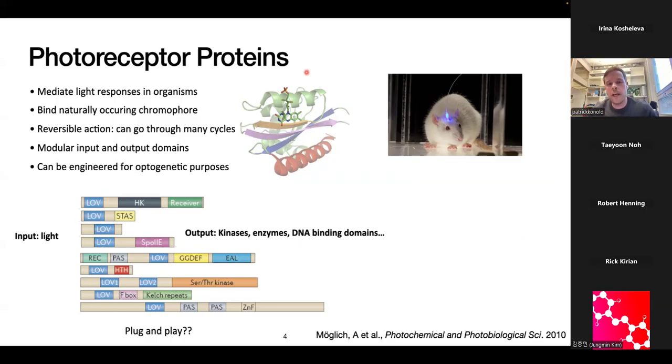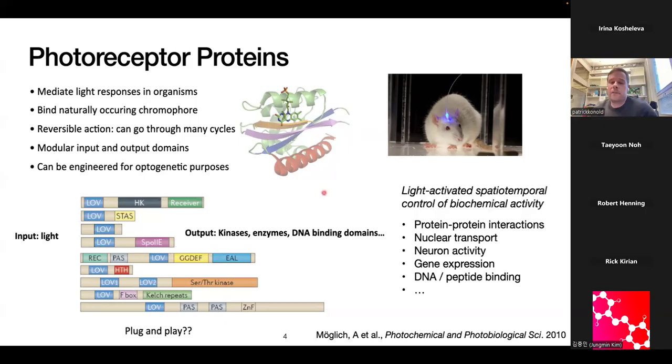They show a reversible action in that they can go through many cycles. So they absorb light, undergo some sort of structural change, and then revert back to their dark state over time. And more recently, they've been exploited for optogenetic purposes, where they can be engineered in a plug and play fashion, where you can fuse together several different domains, photosensing domains that sense the light, and then output domains that induce some particular biological function.